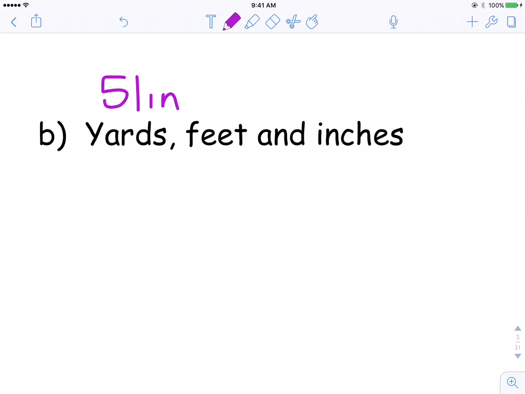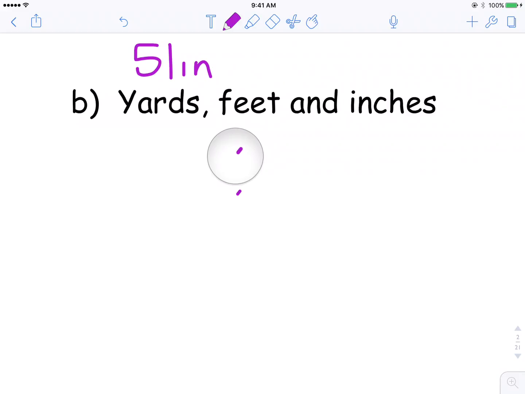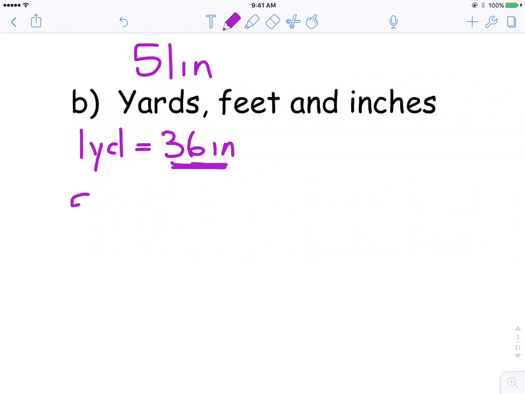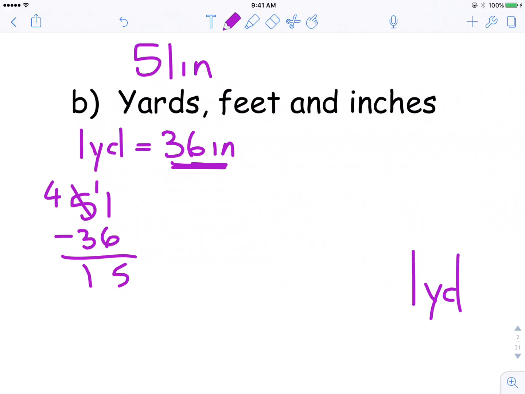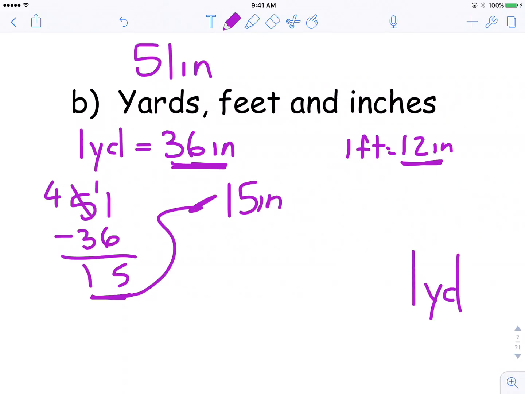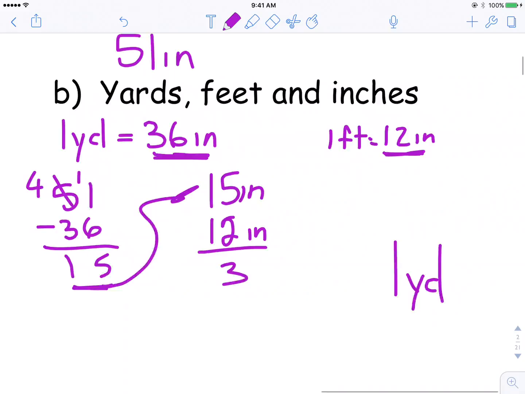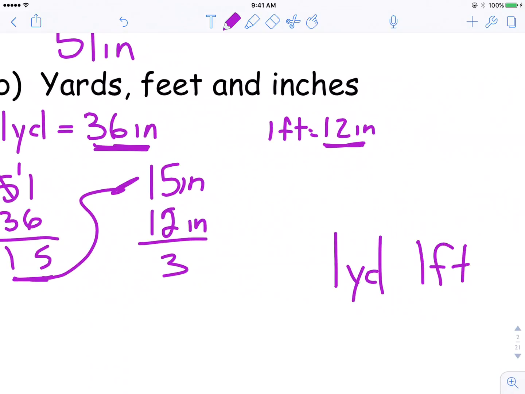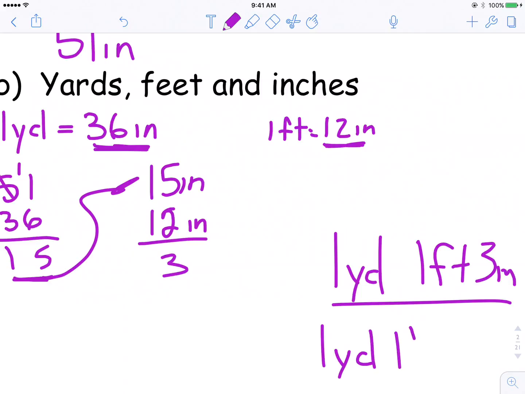I need to convert 51 inches to yards, feet, and inches. Well, I think to myself, in 1 yard, there are 36 inches. How many groups of 36 can I get out of 51? 51 minus 36 gives me 15 inches left over. Well, I can't get any more yards out of that, so I'm going to get 1 yard. Now I'm just left with 15 inches. If 1 foot is equal to 12 inches, how many groups of 12 can I get out of 15? Well, I can only get 1, leaving me 3. So I'm going to be 1 yard, 1 foot, and 3 inches tall, or 1 yard, 1 foot, 3 inches.